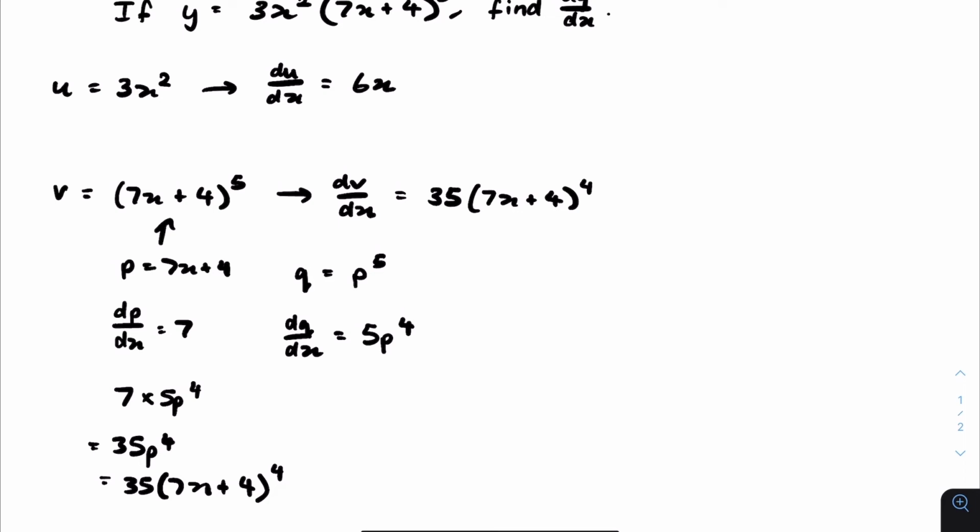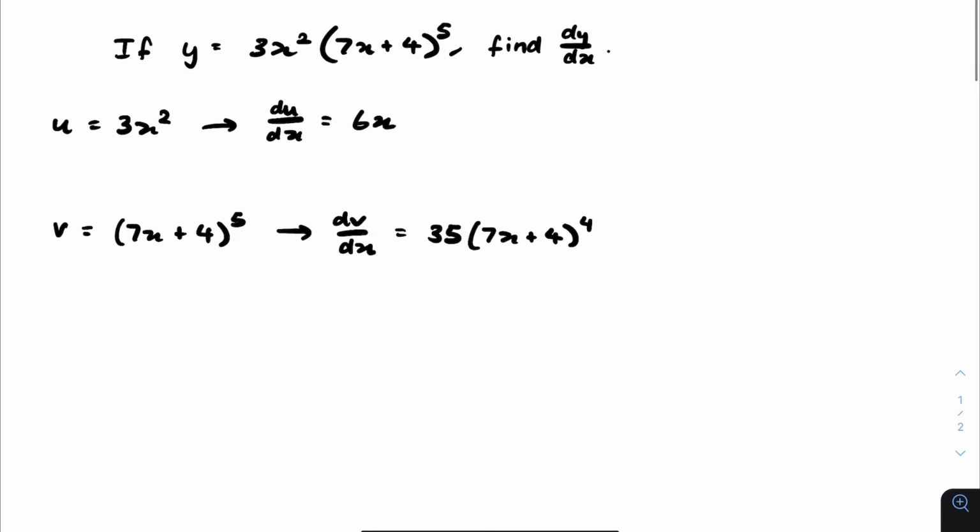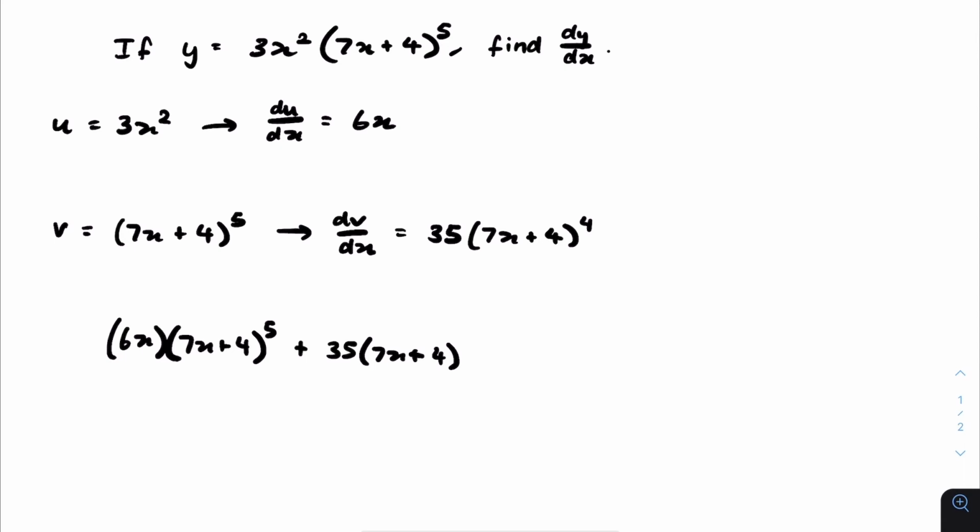And now let's erase the working below, just so we have more space to work with. All right, great. Now, all we have to do is input these values into the product rule. So first, let's put du over dx, which is 6x, and multiply that by v, which is 7x plus 4 to the power of 5. And then let's add that to the derivative of v with respect to x, which is 35 times 7x plus 4 to the power of 4. And let's multiply that by u, which is 3x squared.